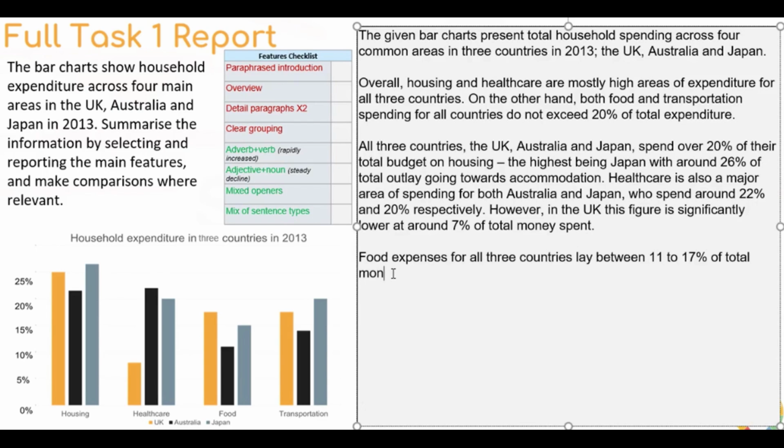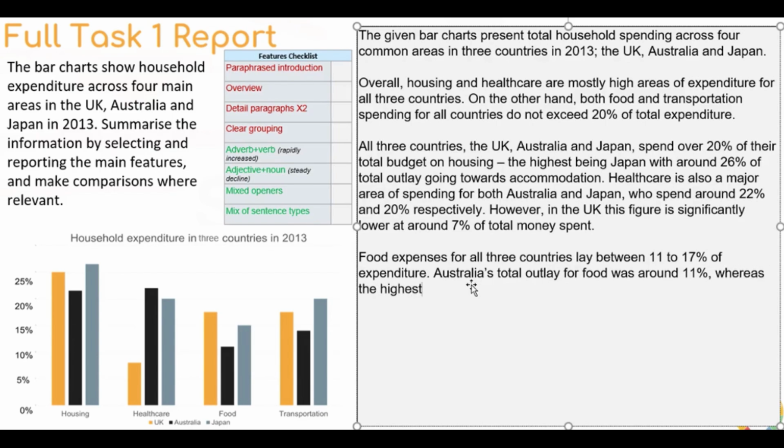I'm repeating myself again, so let's try and change something. Expenditure again is okay because we haven't said that recently. Expenditure. Okay. Let's go into a bit more detail about the spending on food. So maybe I could describe the lowest and highest amounts. Australia is the lowest and the UK is the highest. So Australia's total outlay for food was around 11%.